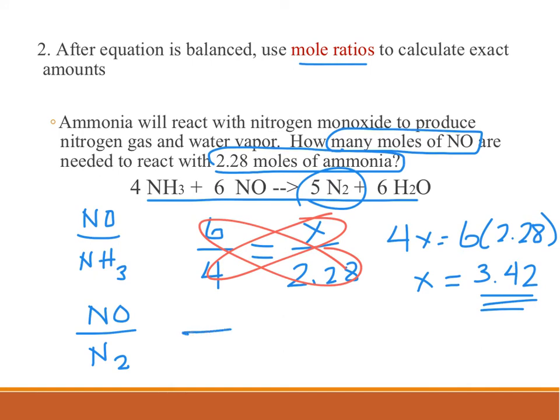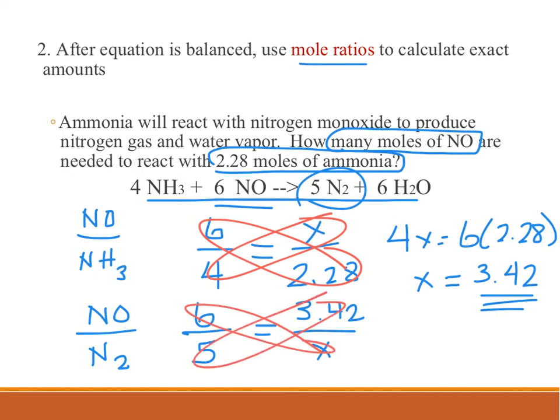First, we do the one from the problem. So that is 6 moles of nitrogen monoxide and 5 moles of nitrogen gas. So again, we're taking that right from the balanced equation. Then we put in the numbers from the problem, which was 3.42 moles of nitrogen monoxide, and then X for our nitrogen gas. And again, cross multiply to find the answer here. We're going to end up with 6x equaling 5 times 3.42. And I'm running out of room here, so just trust me that x is going to be equal to 2.85 in this case.